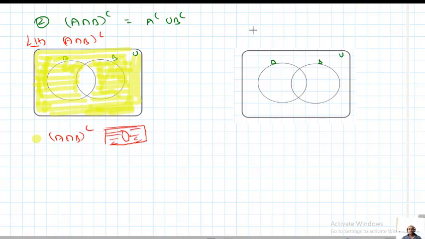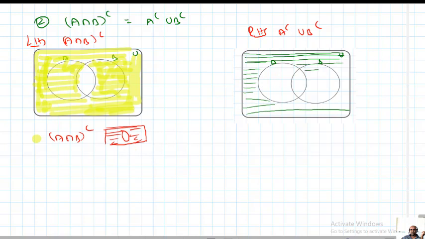Second, RHS: A complement union B complement. First of all, shade A complement with one color, and shade B complement with another color. After that, you need to find the union, not the intersection, the union. First I want to shade A complement, removing A from U, that is U minus A. I am using horizontal lines. With the help of horizontal lines, I am shading A complement.